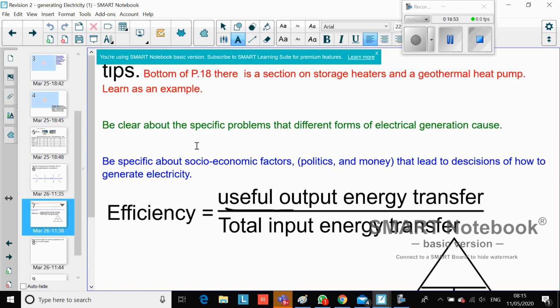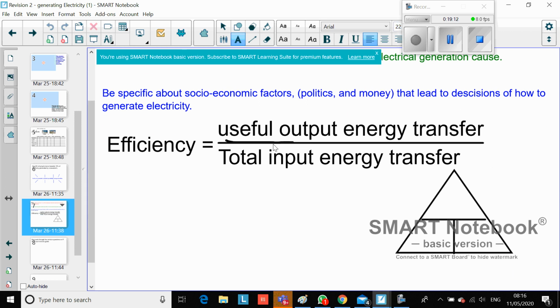Right, efficiency. Now again, this is one that is often overlooked. Now if you have the purple revision guide already, use the bottom page 18, and there's a good section on storage heaters. But if you haven't yet got that, don't worry, I'll post that up for you a bit later, but definitely have a look at that. This is one of the equations you do need. So remember, this line in your triangle is this line, which means useful goes at the top, total and efficiency go in the bottom. Okay, so you can work out the efficiency of any device, and basically efficiency is a measure of how much energy is wasted.